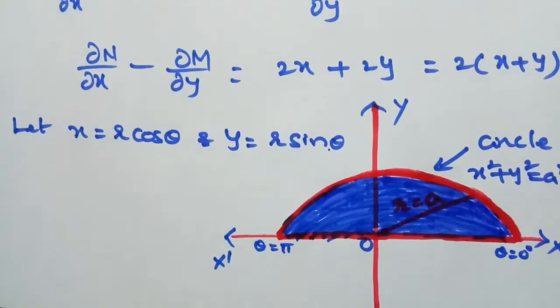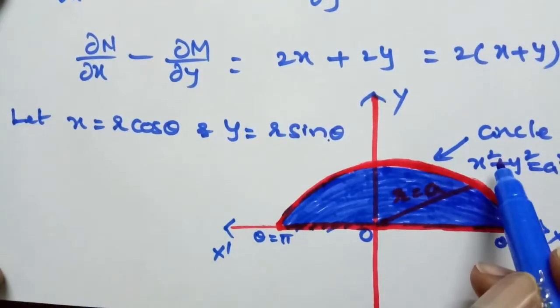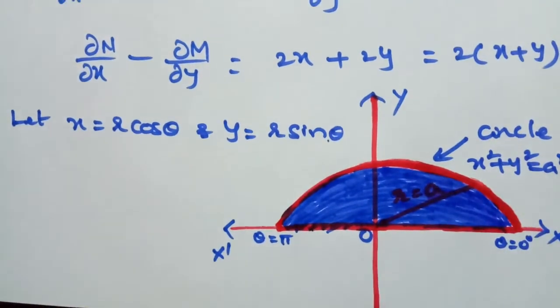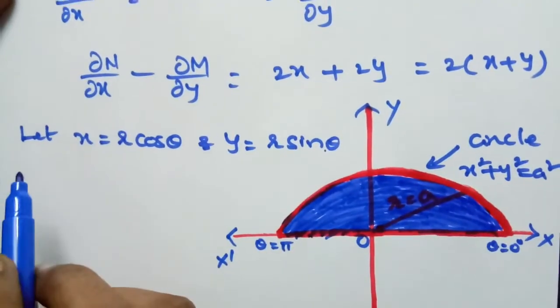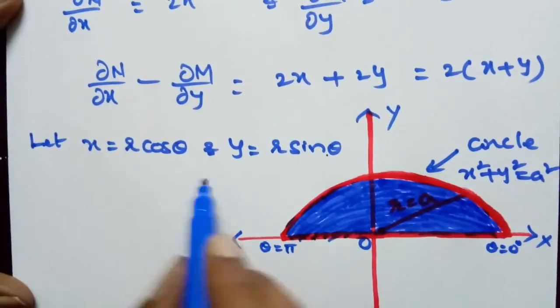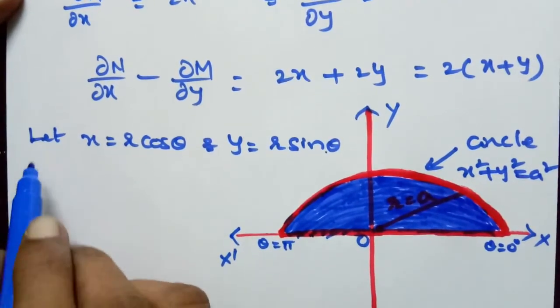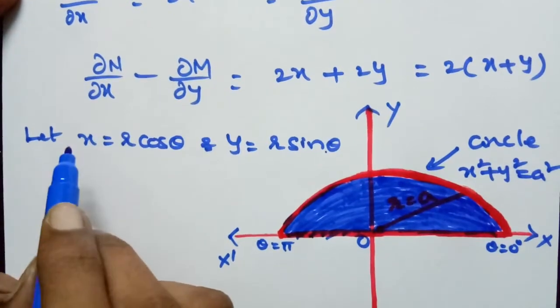Since x square is equal to r square cos square theta, y square is equal to r square sin square theta. r square is a common factor. Cos square theta plus sin square theta is equal to 1. Therefore, x square plus y square is equal to r square.